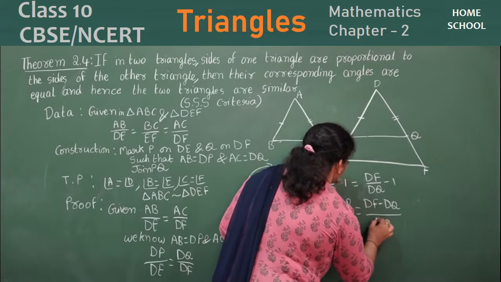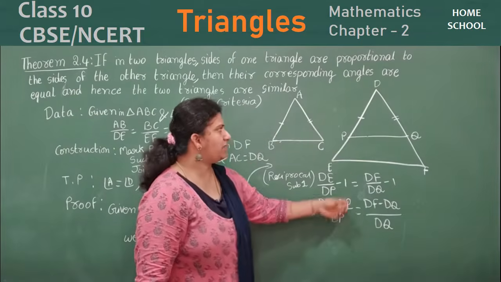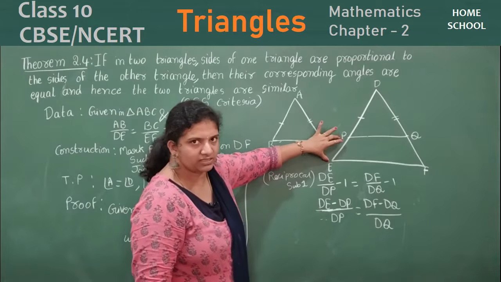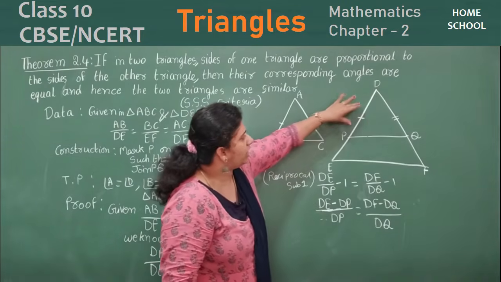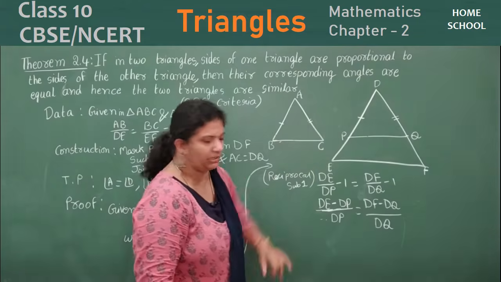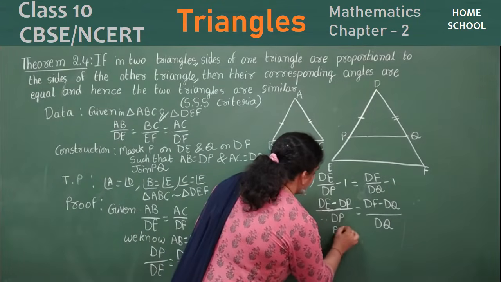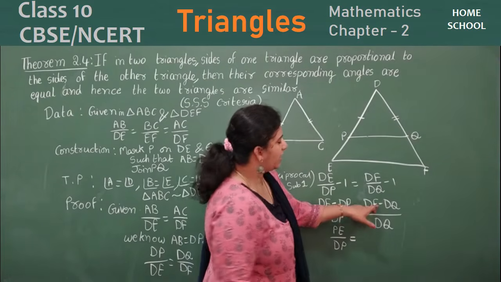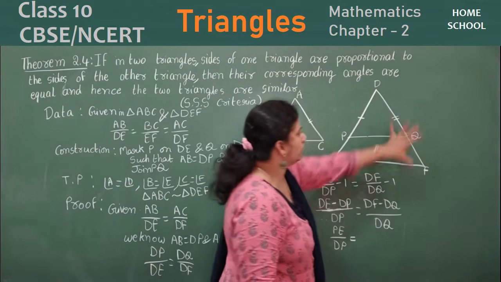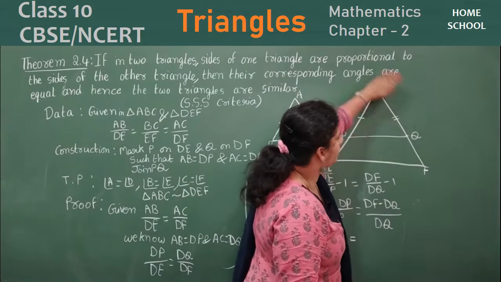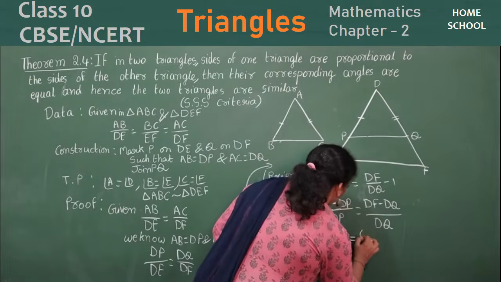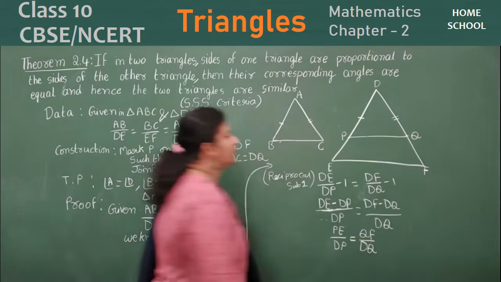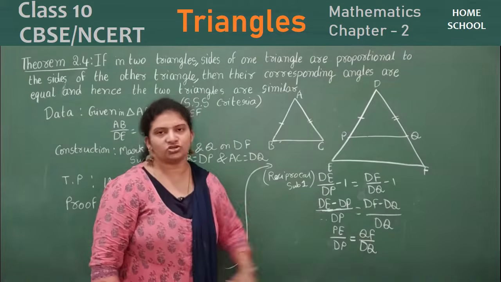Okay. So now DE minus DP. In DE, if you remove DP, what are you going to get? PE. Yes, are you getting here? In DE, if you remove DP, you are going to get PE. So I write it as PE by DP is equal to, again look here, in DF remove DQ. In DF remove the DQ part, what are you left with? QF by DQ. In your textbook, if you see, the direct ratio is there.